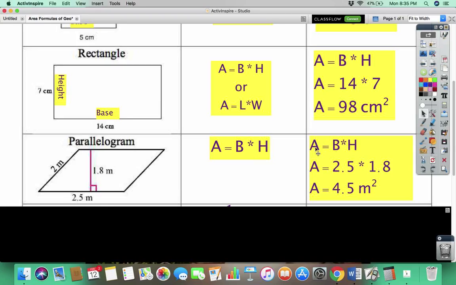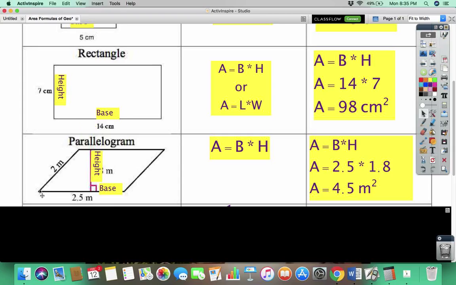Coming over here, my area is equal to the base times the height. And notice that I chose 2.5 and 1.8. So we do need to label our base and our height here. So the base is like the bottom, it's what it sits on. And then remember, you want to go from the base all the way up to the topmost part of the shape. So this is my height.